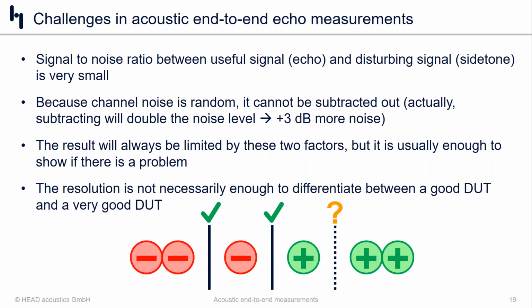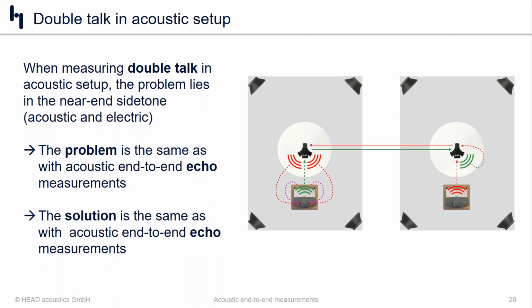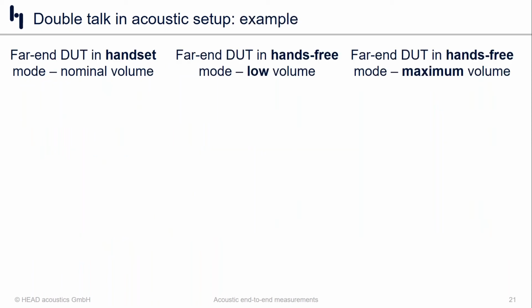Now, let's look at double talk using the acoustic end-to-end setup. The challenge here is when we're evaluating the double talk scenario, the near-end talker is going to be influencing our measurements. So the problem is essentially the same as what we had when we were doing our echo measurements. And sure enough, the solution is going to be the same as when we were doing the acoustic end-to-end measurement. I don't think there's many surprises there.